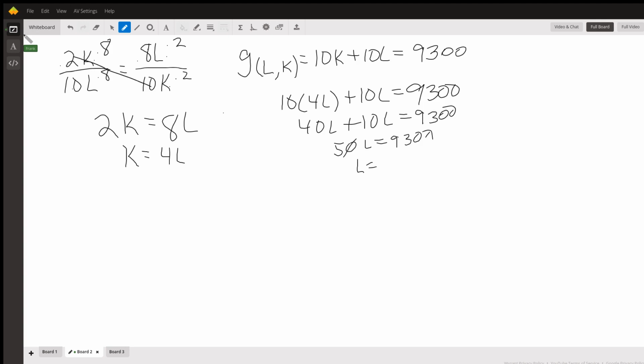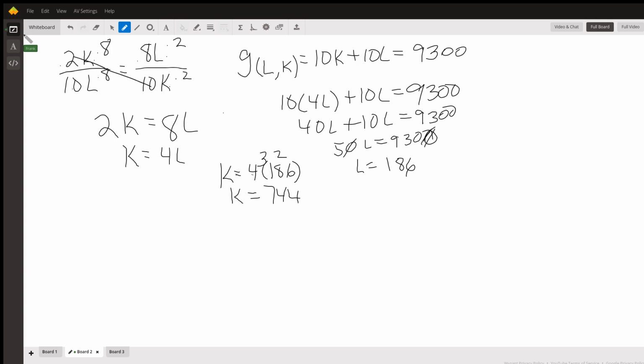L equals 9,300 divided by 50, which is 930 divided by 5. 5 times 1 is 5, 43. 5 times 8 is 40, and a 3. And 5 times 6, so 186. And then K equals 4L. K equals 4 times 186. 4 times 6 is 24. 4 times 8 is 32, plus 2 is 34. 4 times 1 is 4, so 744. So K equals 744, and that's all the question asked.